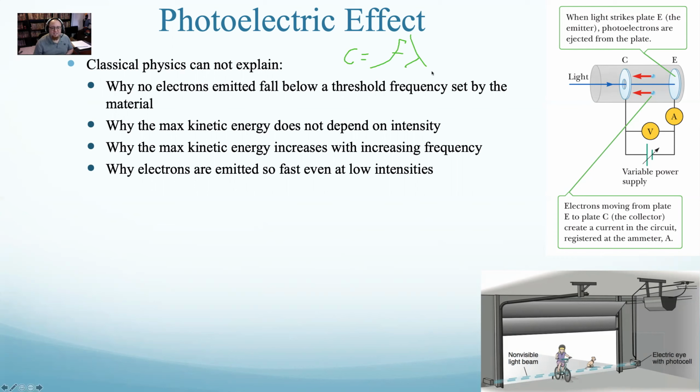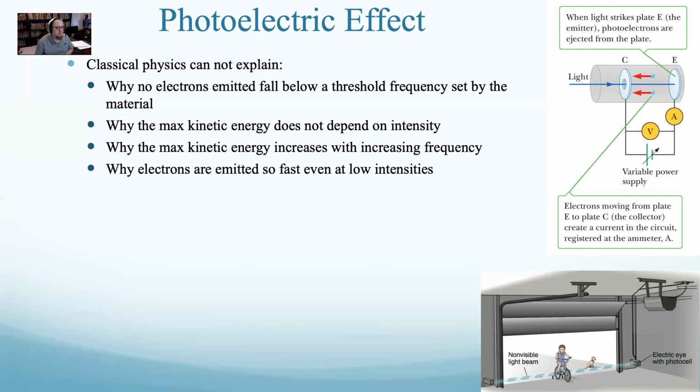They also knew that the kinetic energy didn't depend on the intensity of light, that no matter if it was bright light or dim light, made no difference. And that didn't make any sense. They did know that the kinetic energy of the particles, how much current you had, did depend on the frequency, that as you increase the frequency, you increase the current. But they didn't know why it didn't change how bright the light was, or why it happened even if the light was really, really dim.